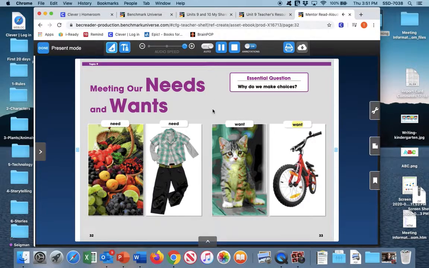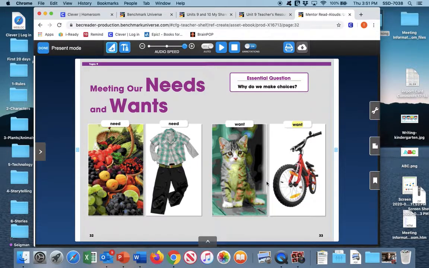So we can see here that meeting our needs and wants is our unit topic. The things that we need are the things that are important to us in order to survive and keep us comfortable. The things that we want are extra pleasures and joys and things that we might like to have, but we don't have to have.